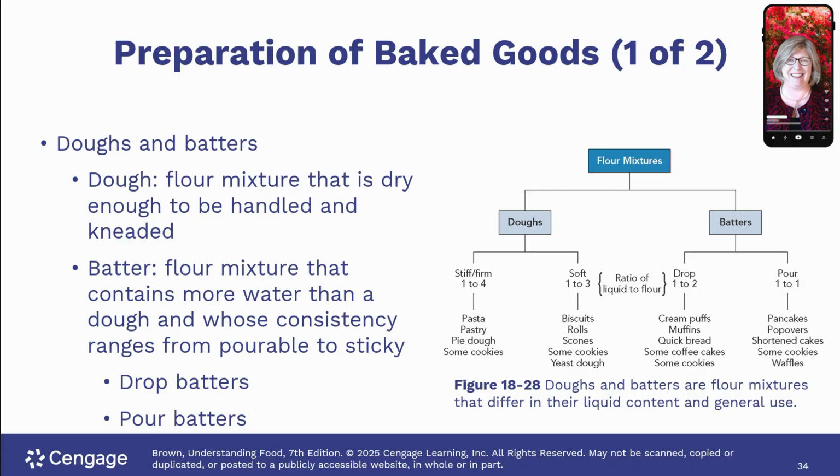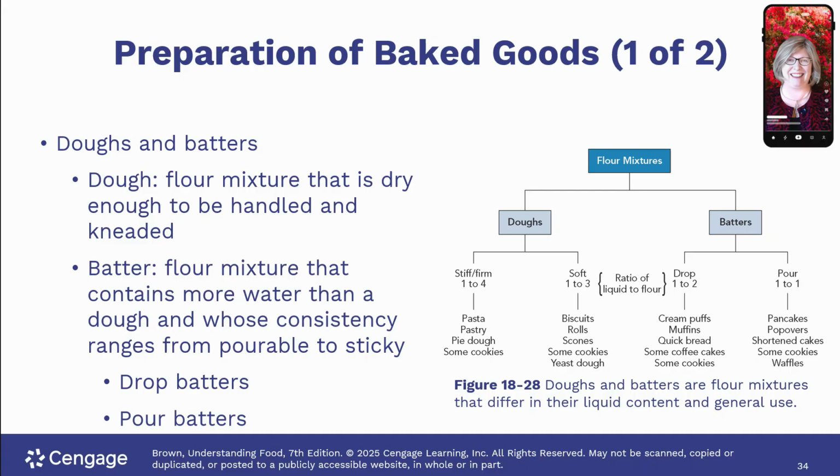Moving over to batters, and you see the cutoff there. 1 to 2 would be 1 cup of liquid to 2 cups of flour. That would give you a drop batter. Cream puffs, which you would put in a piping bag and squeeze out in a certain shape. Muffins, which if you've made muffins, you know it's not really a pour batter. You do have to use a spoon or a measuring cup or something to scoop it out and put it into the muffin tin. Quick breads, which would be like coffee cakes. And some cookies would fall here.